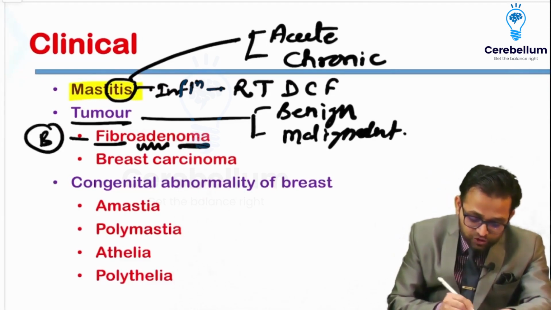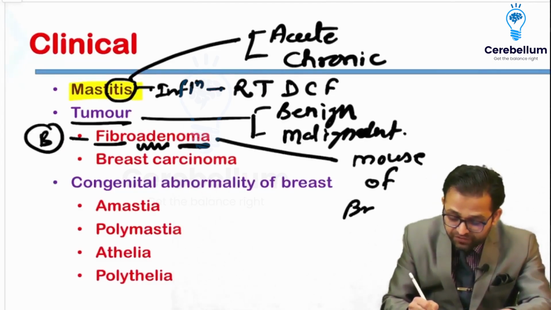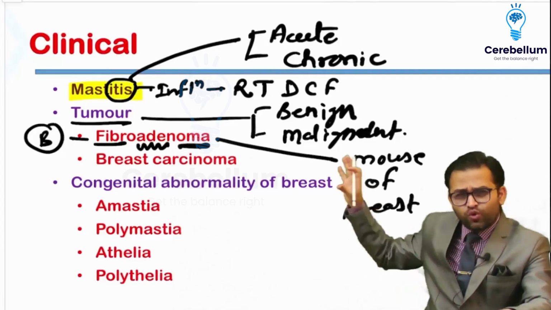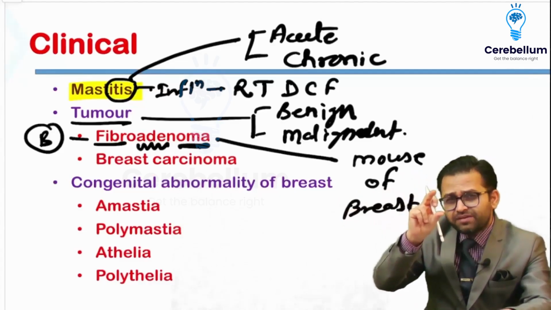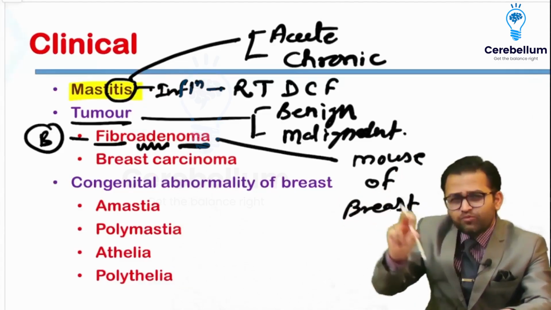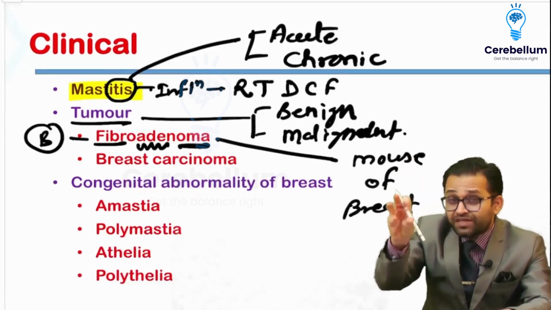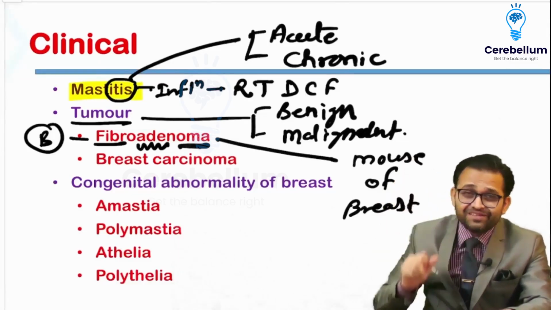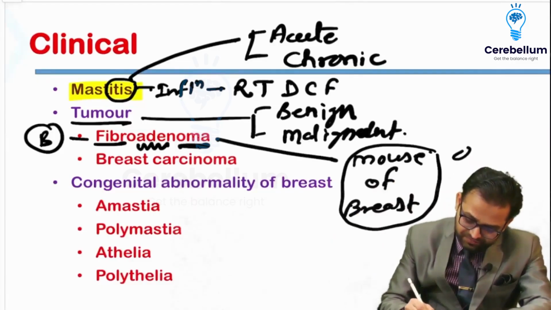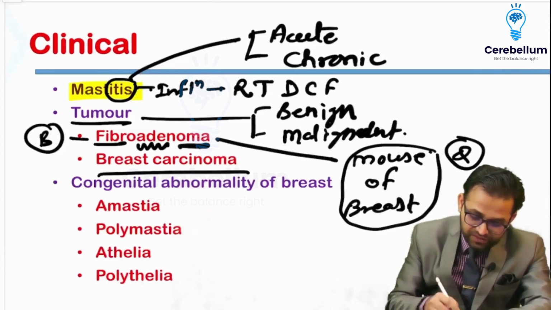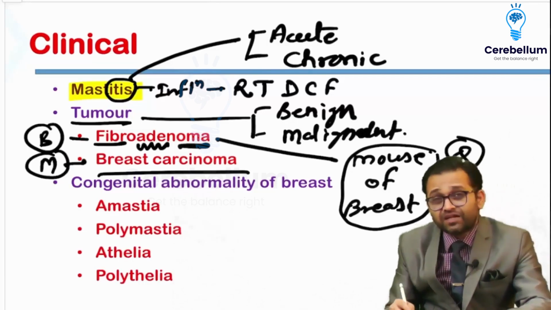Yes sir, it is the benign tumor, fibroadenoma, which is also known as the mouse of the breast. Very important, because it is located within the superficial fascia. There is a formation of a knot, a mass or lump which is freely mobile. It is not invading the deep side, so it is freely mobile. When you hold this one, it will move here and there in the breast. That's why it is known as the mouse of the breast. But the invasive one, the malignant, is our breast carcinoma.